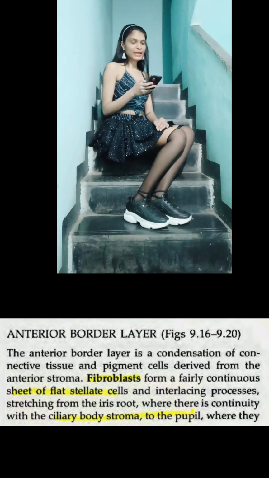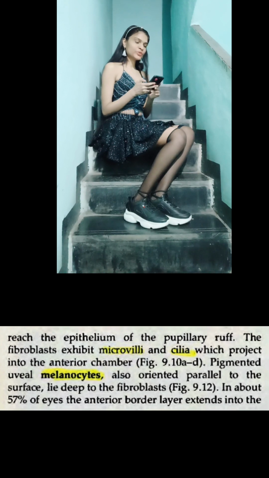Anterior border layer. The anterior border layer is a condensation of connective tissue and pigment cells derived from the anterior stroma. Fibroblasts form a fairly continuous sheet of flat stellate cells and interlacing processes stretching from the iris root, where there is continuity with the ciliary body stroma, to the pupil, where they reach the epithelium of the pupillary roof. The fibroblasts exhibit microvilli and cilia which project into the anterior chamber. Pigmented uveal melanocytes, also oriented parallel to the surface, lie deep to the fibroblasts.